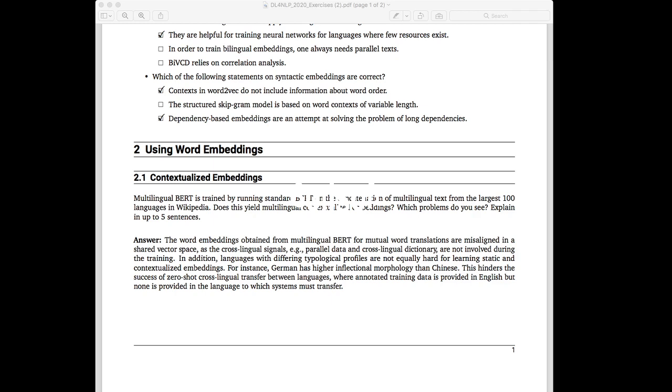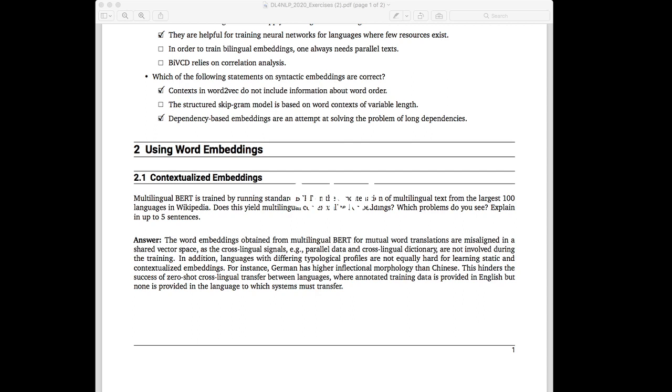Monolingual BERT embeddings for mutual word translations are indeed misaligned in a shared vector space because during the training, cross-lingual signals, such as parallel data and cross-lingual dictionaries, are not involved. Besides, languages always have very different linguistic features, which makes them not equally hard for learning static and contextualized embeddings. For example, German has higher inflectional morphology than Chinese.